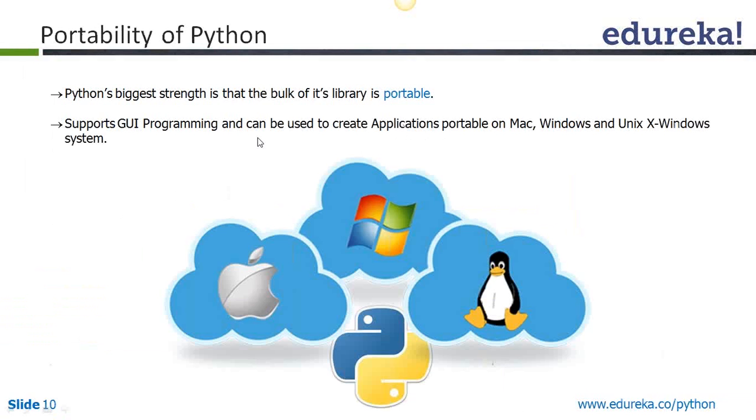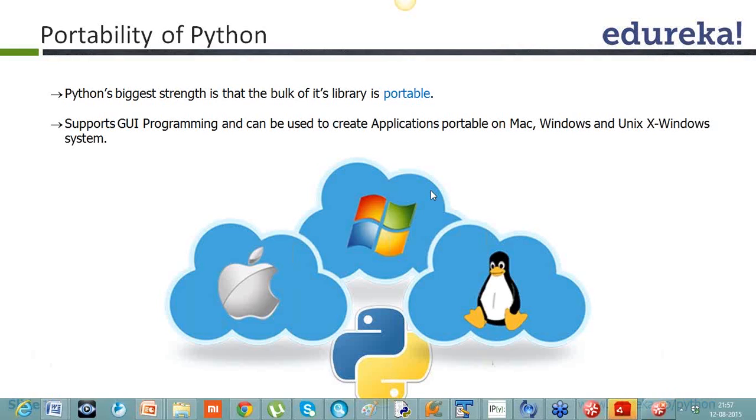Python's biggest strength is that the bulk of its library is portable. So it comes built in on Linux and Unix. You don't have to do anything. Every package is portable across multiple OS, so it's cross-platform. It supports GUI programming and can be used to create applications portable on Mac, Windows, and Unix systems. So GUI programming was always there, and I'll also tell you about BioPython.